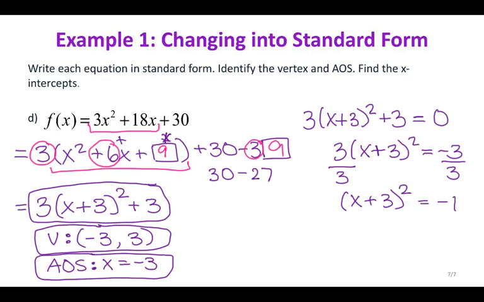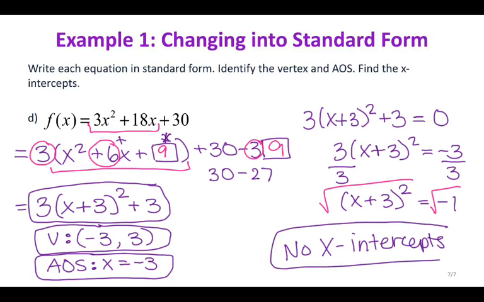And then from here, I'm going to take the square root. Well, square roots of negative numbers are not real numbers. They are imaginary. Square root of -1 is actually i. So when that's the case, anytime you're taking the square root of a negative number, your quadratic function is going to have no x-intercepts. So that is day 1 for 2.1.